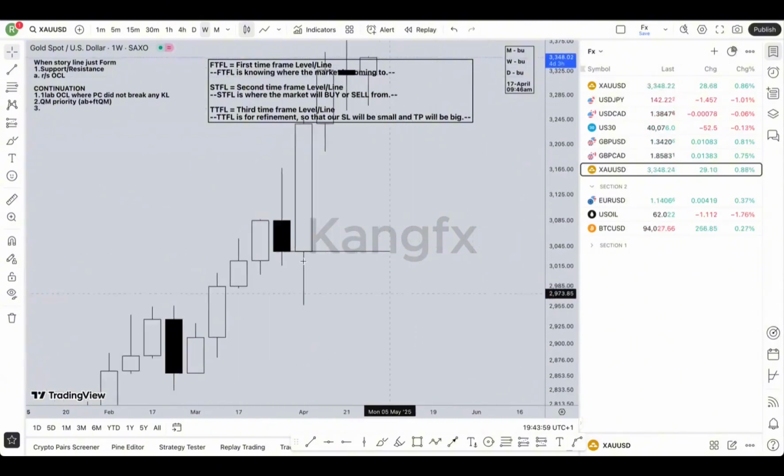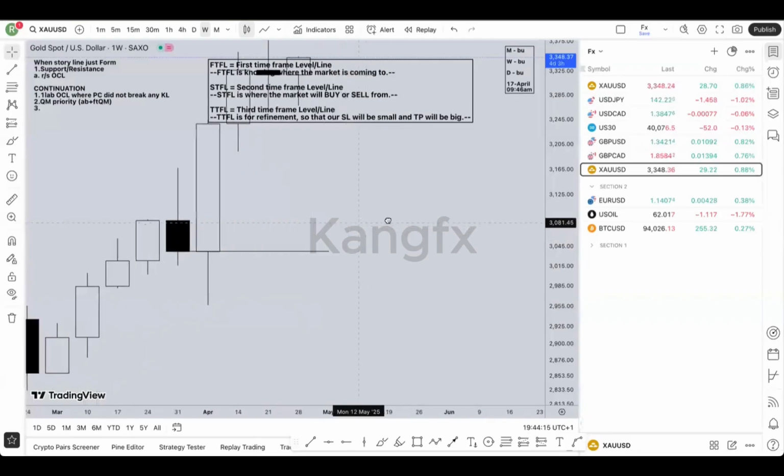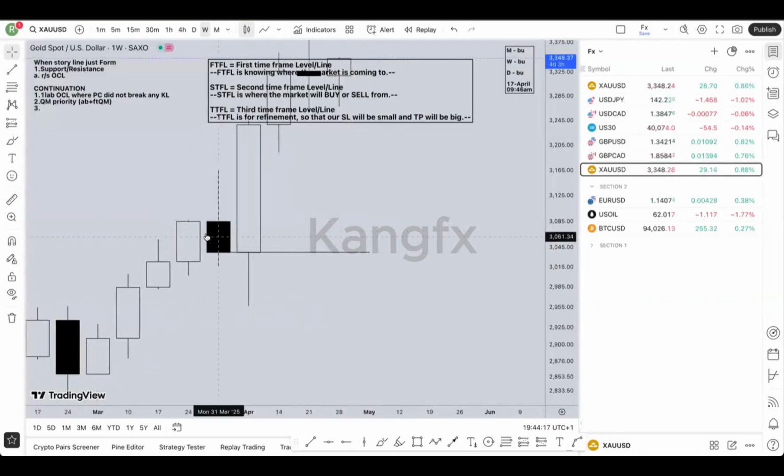you see the support is made up of two candles, which is the bullish and bearish candle. So we are going to mark the beginning of the first candle. This is the black candle. What I always do, I'll mark the first candle. This is how we get our STFL. That's the process I'm showing you now.